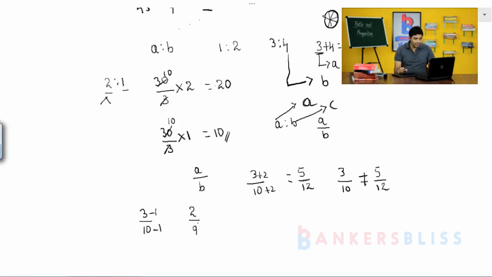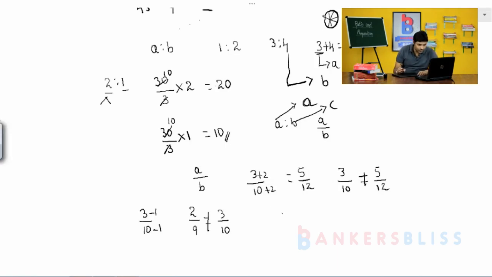Is 3 by 10 equal to 2 by 9? No, not equal. So, we cannot add a common number to both numerator and the denominator, and we cannot subtract a common number from both numerator and the denominator. But can we multiply a common number to both numerator and denominator? Yes, we can multiply. After multiplying also the ratio remains the same.